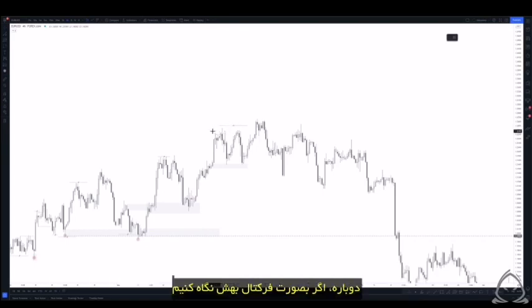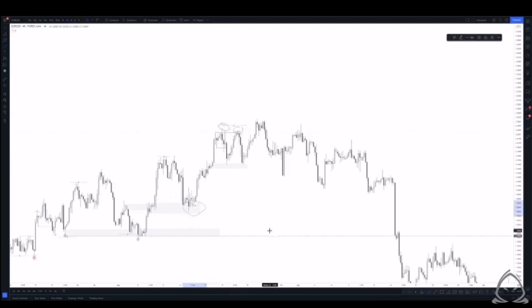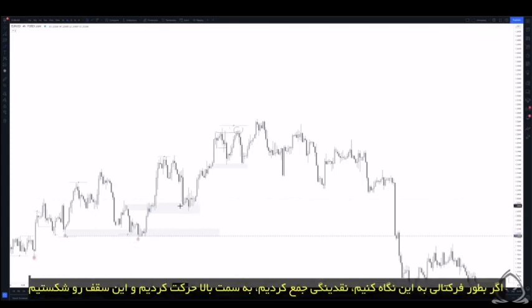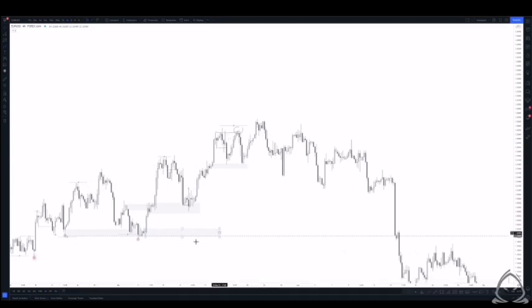Again, if we look at it more fractally, we can see that yes, we did create a change of character right here. There's our mitigation, but was this high successful in taking out this low? No, it was not. And more specifically, this low. Because even if we look at this fractally, we take liquidity, we move to the upside, we break this high. So what does that give us?